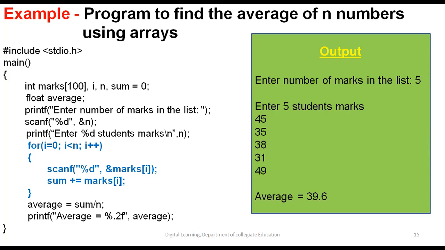So when we run the program, it asks the user to enter the number of marks in the list. Now suppose the user enters 5, then next it asks the user to enter 5 students' marks. So we shall assume the user enters the marks as 45, 35, 38, 31, and 49. Each time the user enters the marks, sum is being calculated as it is inside the loop. Now, once the control comes out of the loop, average is calculated and the printf statement outputs: average is equal to 39.6.